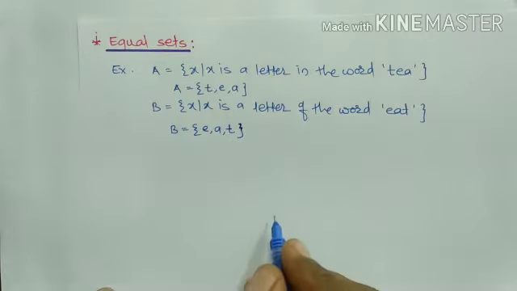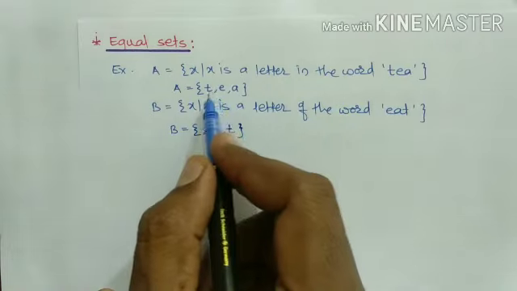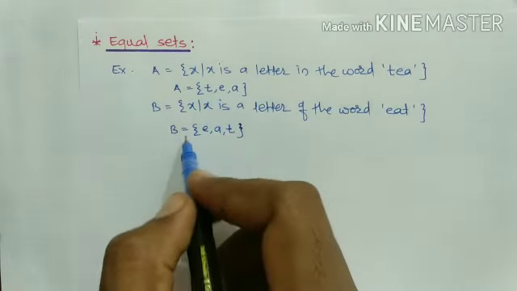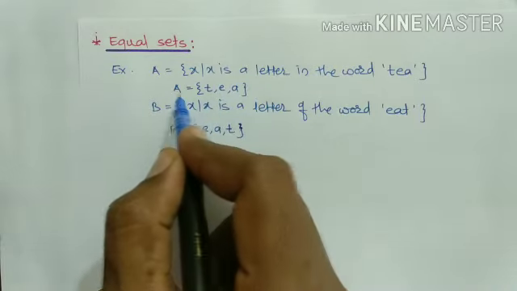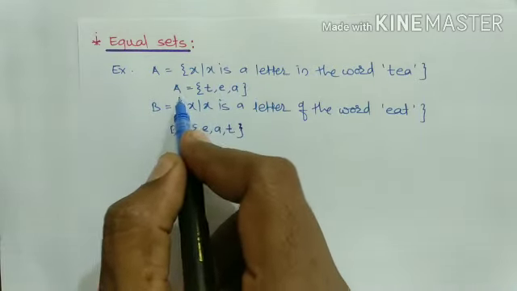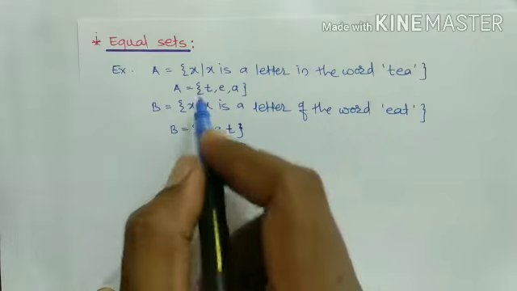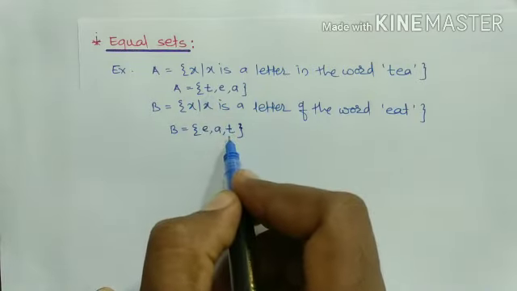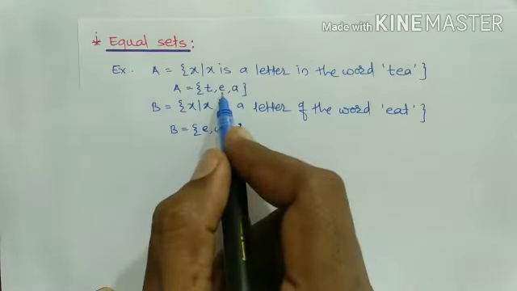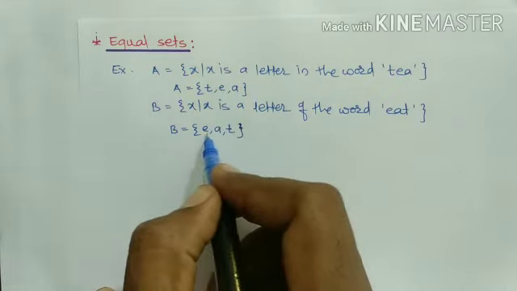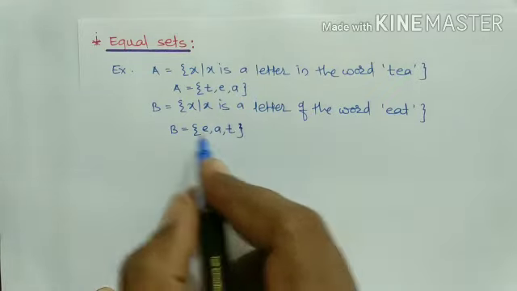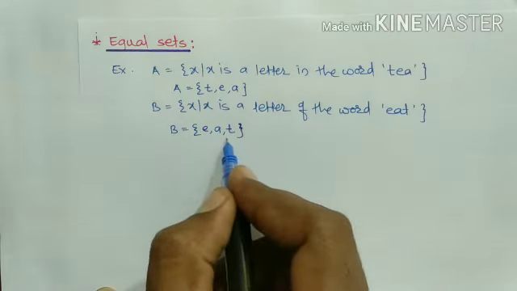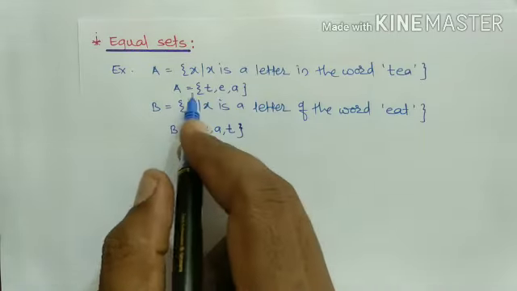of the element. When we observe the elements in the set A and set B, see here every element of set A is in the set B. See here the element T, it is also in B. Here the element E, it is also in set B. The element A, it is also in set B. And every element of set B are in the set A.